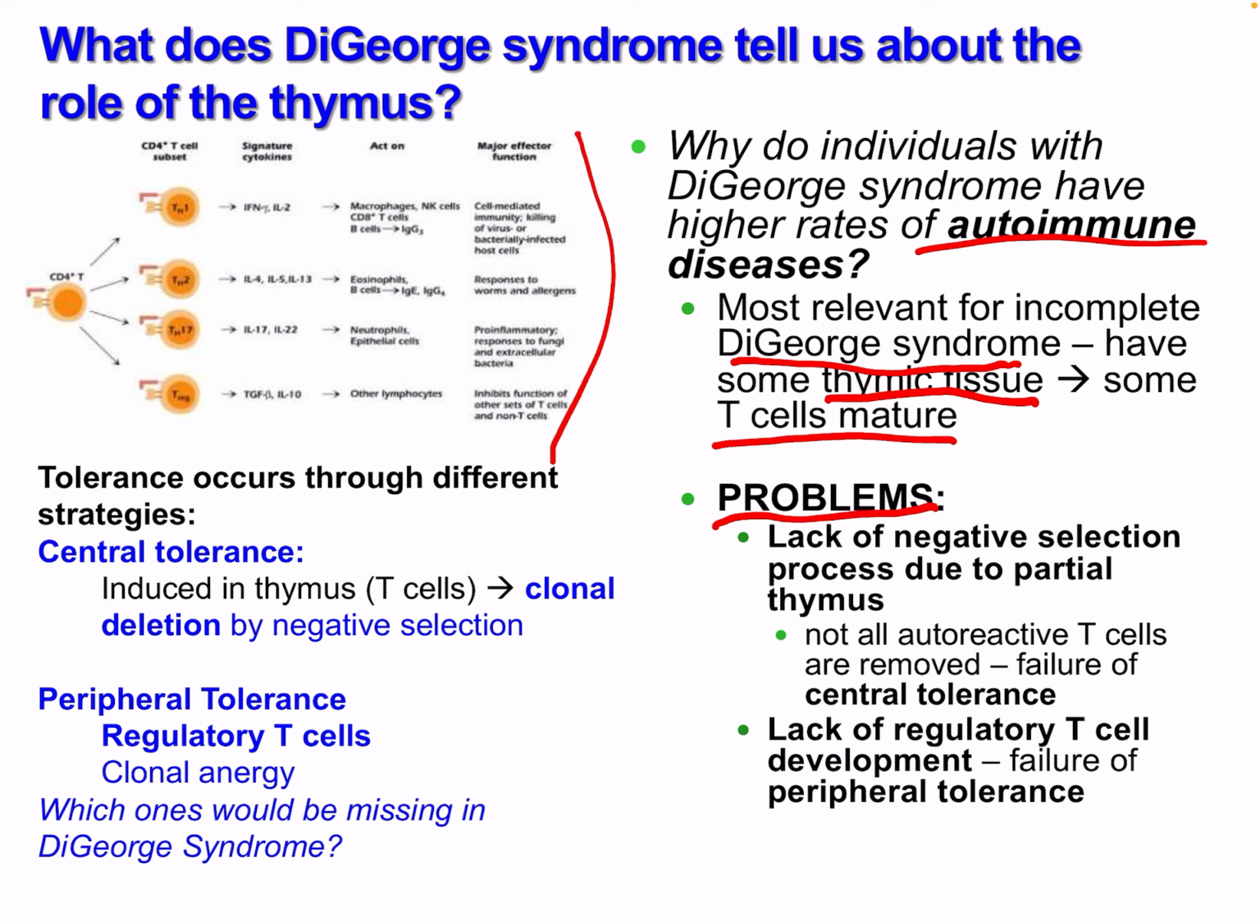But there's problems because we have a lack of negative selection due to the partial thymus. So not all autoreactive T cells are removed, and there's failure of central tolerance. This lack of regulatory T cell development results in the failure of peripheral tolerance as well. So not only are you immunocompromised, you're having autoimmune diseases at the same time. So again, central tolerance is induced by the thymus through clonal deletion by negative selection, and peripheral tolerance is through regulatory T cells and clonal anergy.